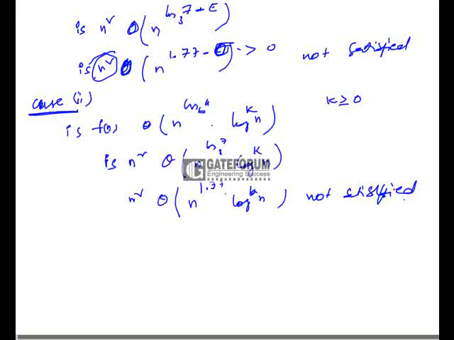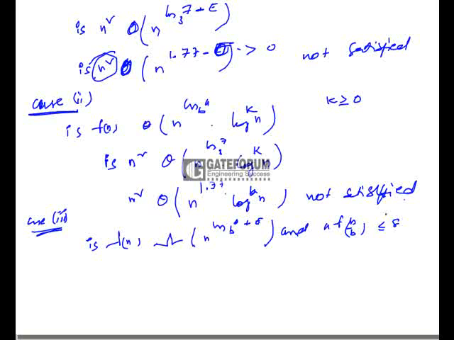Now we have to go for case 3 of Master's theorem. Here we have to check if f of n is omega of n power log a to the base b plus epsilon, and a into f of n by b should be less than or equal to delta into f of n, where epsilon should be greater than 0 and delta should be less than 1. This is the condition for case 3.